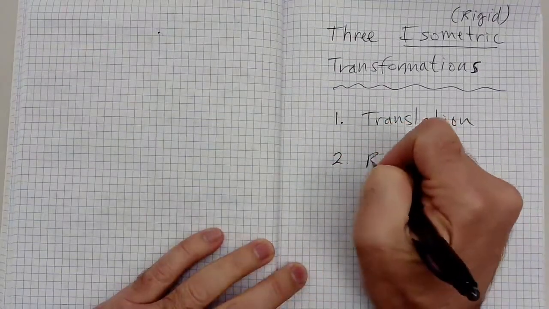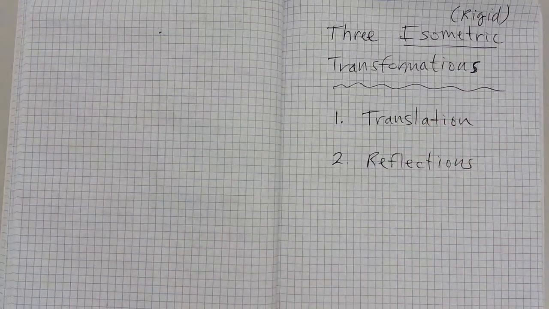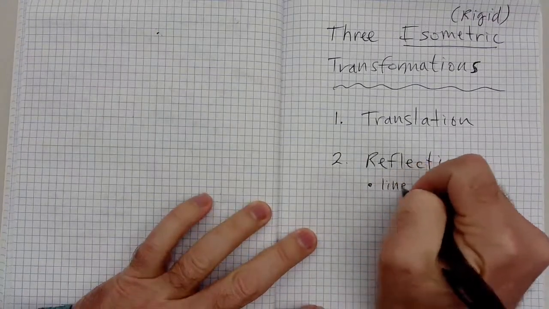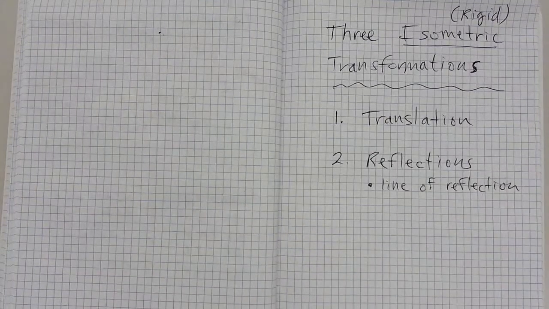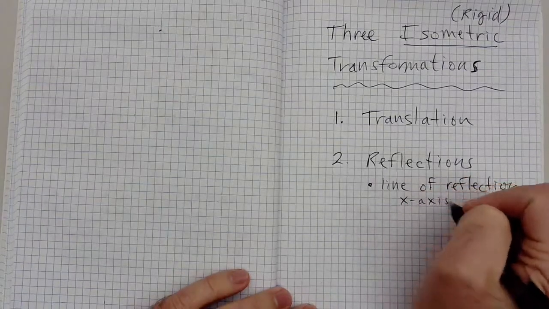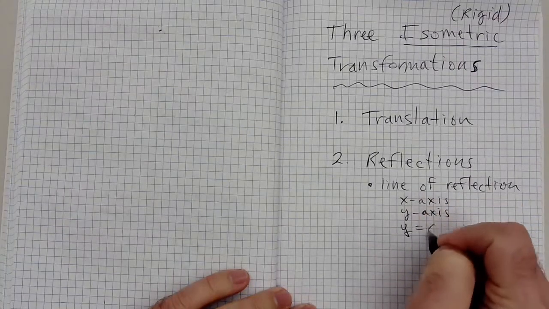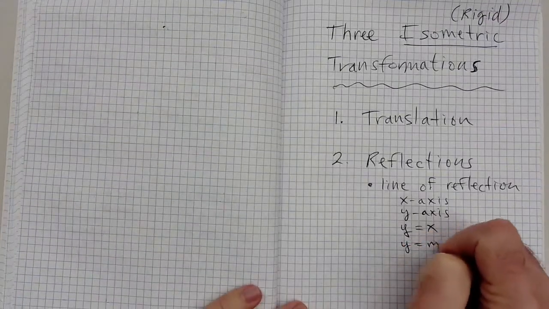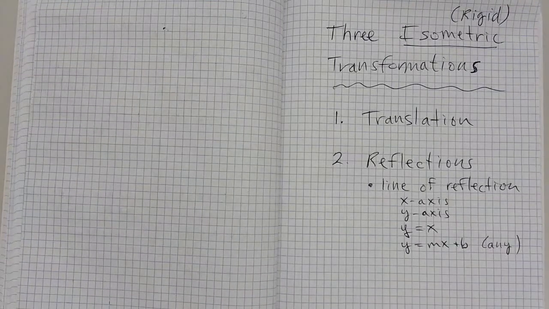Second, we're going to look at reflections. Okay, and what makes reflections special is that they have a line of reflection. Oftentimes, when we're using the coordinate plane, we use the x-axis, the y-axis, or sometimes the line y equals x as our line of reflection. In reality, we can use any y equals mx plus b. So any line that we can make on the coordinate plane can be our line of reflection.